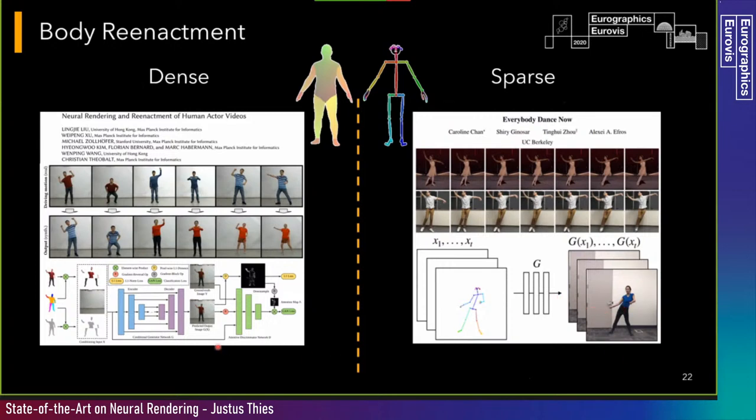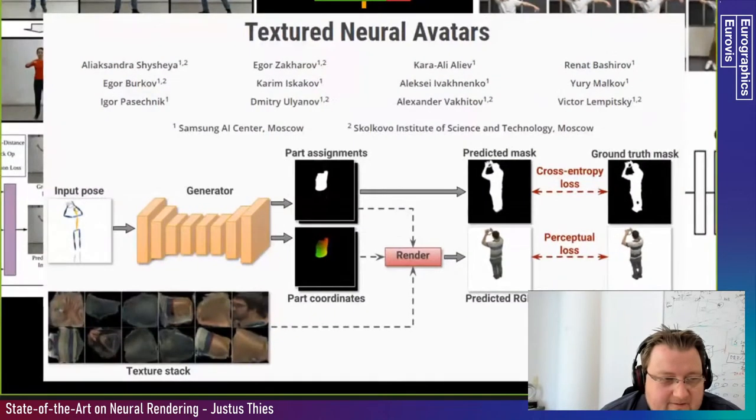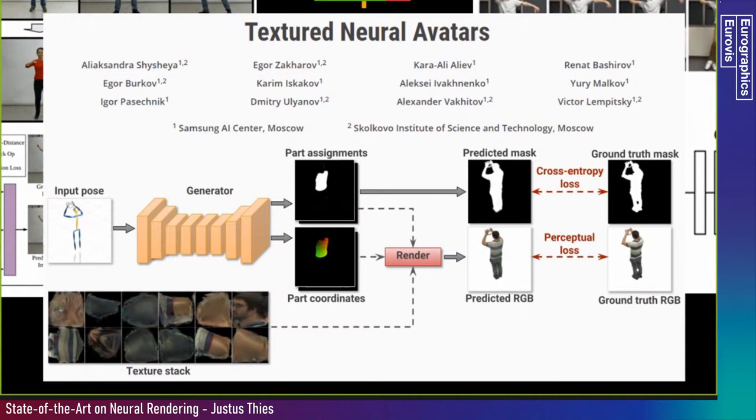There are also more hybrid approaches, like textured neural avatars. So here the idea is that you basically transform these sparse inputs to dense UV maps. So you have the skeleton input here, and you have a network that transforms this skeleton input to dense UV maps in the image space. And then you can basically sample from a standard RGB texture. And this way, they basically get more temporally coherent results.